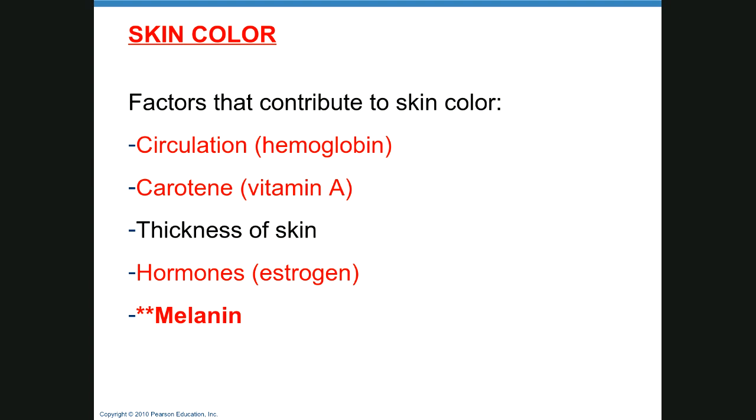Again, cannot emphasize enough, there will be questions on the strata and characteristics of the strata. Now, when we talk about skin color, there are different factors that can affect skin color. Blood circulation will affect it, especially light skin. Carotene, vitamin D can also affect the color of the skin. The thickness of the skin could also affect its color. Presence of hormones, especially estrogen. And the most important factor is melanin.